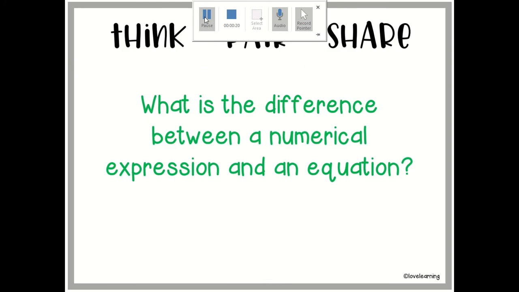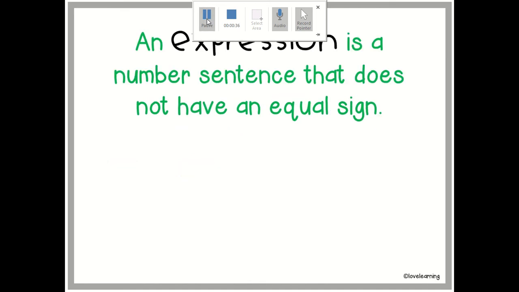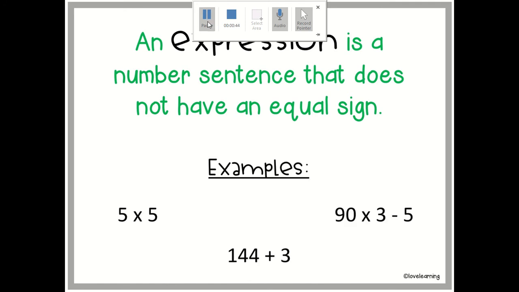First, I want to give you a minute to think about what is the difference between a numerical expression and an equation. Think about that for just a second. If you said that an expression was a number sentence that doesn't have an equal sign, then you were correct. Awesome job. So now that we know what an expression is, let's look at some examples.